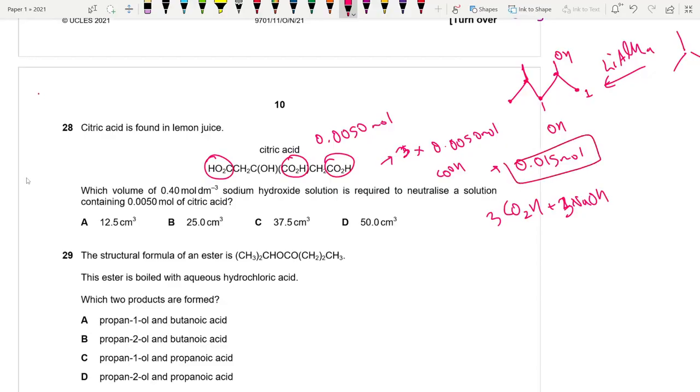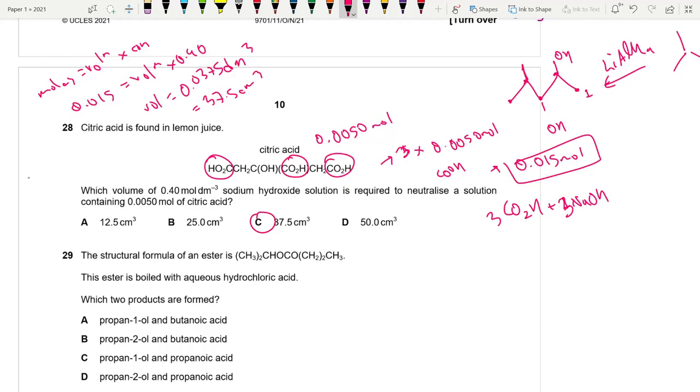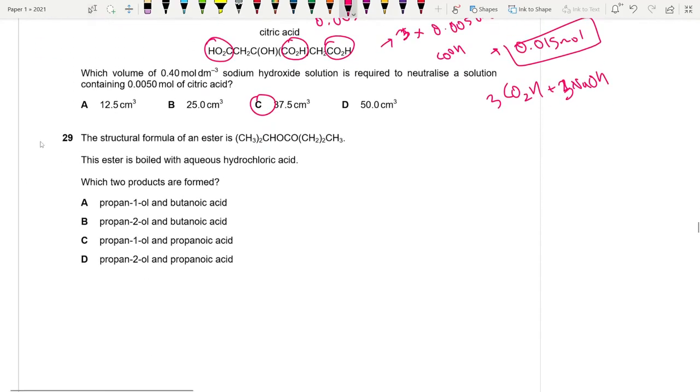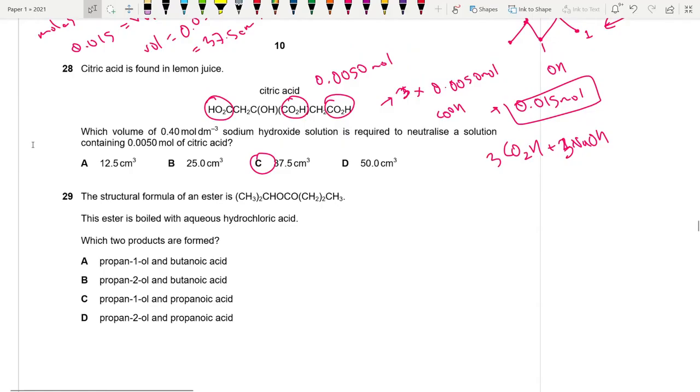So we know that moles equals volume times concentration. So 0.015 is equal to volume times 0.40 mole per dm cube. 0.015 divided by 0.4 gives us a value of 0.0375 dm cube, multiplied by 1000 is 37.5 cm cube. So the answer is C. 28 is C. Great. 29. By the way, if it was sodium, it would be 4 times, because sodium also reacts with alcohol groups.